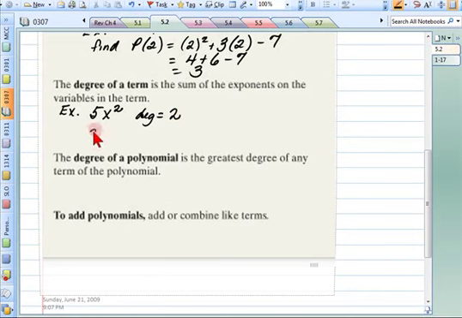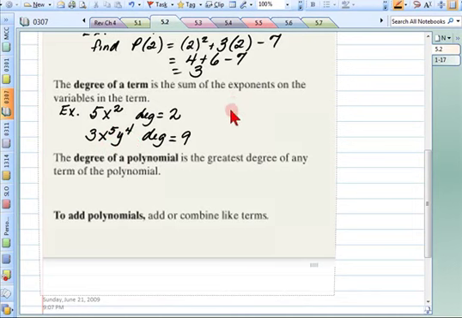What if I had 3x to the 5th, y to the 4th? 20. Okay, go back and look. The definition, it is the sum, so it will be 9. So if you have a single variable in your term, it is the variable's exponent. If you have a product of variables, it is the sum of their exponents.